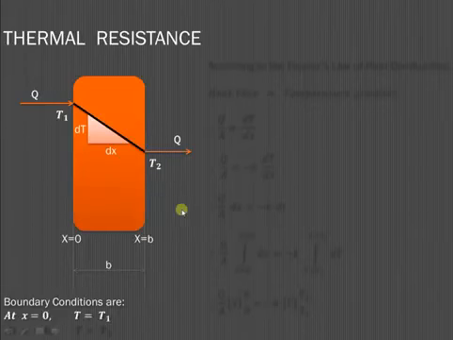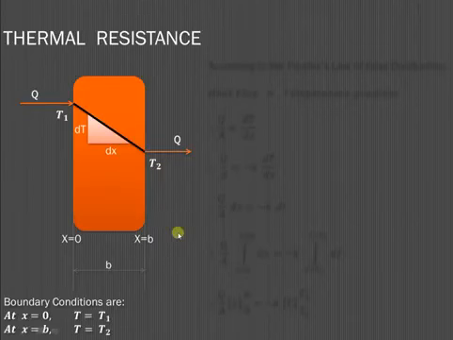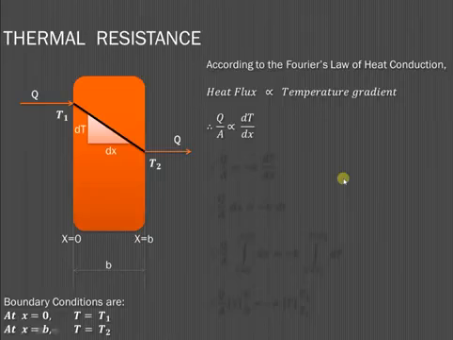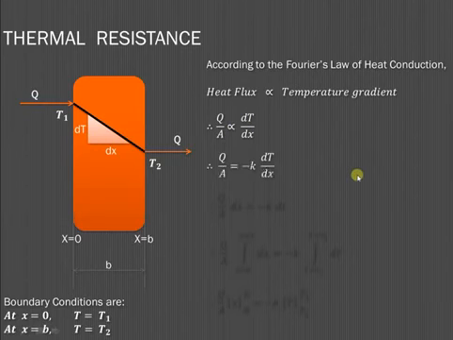The boundary conditions which are there are at x is equal to 0, temperature is T1, and at x is equal to B, temperature is T2. Now according to Fourier's law of heat conduction, the heat flux is proportional to the temperature gradient. Now this heat flux is nothing but the heat flow rate per unit area, and it is proportional to the temperature gradient, that is how temperature changes with respect to the distance dx. And the constant of proportionality is known as thermal conductivity with a negative sign, because the heat flow takes place in the direction of decreasing temperature.